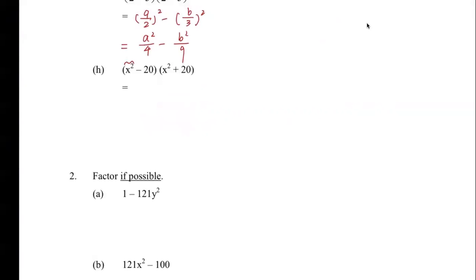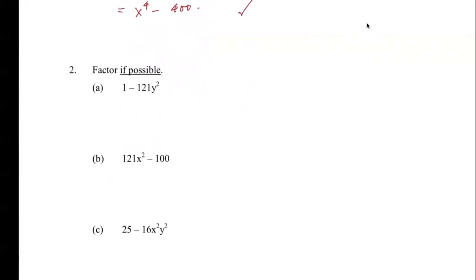If we see x squared as a, 20 as b, the answer should be x squared squared minus 20 squared, which is x to the power 4 minus 400. Okay, so that's question A. Let's do B, factor if possible.